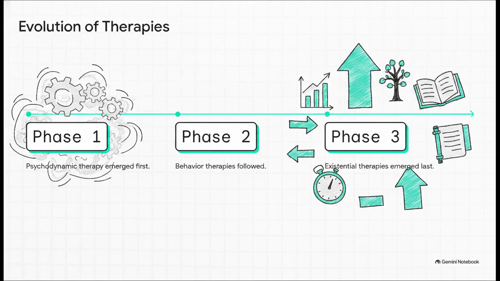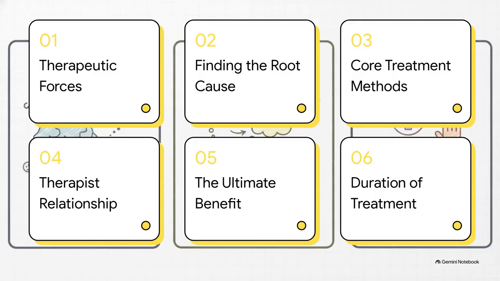What's really fascinating here is that the existential approach actually emerged as a direct rebellion against the rigid, clinical nature of those first two. So keeping this chronological order in mind is absolutely crucial, because each movement was an active response to the ones that came before it. To truly understand how these three core philosophies differ, we're going to put them to the test using a brilliant classification matrix based on 6 key parameters: the 3 therapeutic forces themselves, finding the root cause, core methods of treatment, the client-therapist relationship, the ultimate benefit, and duration of treatment.